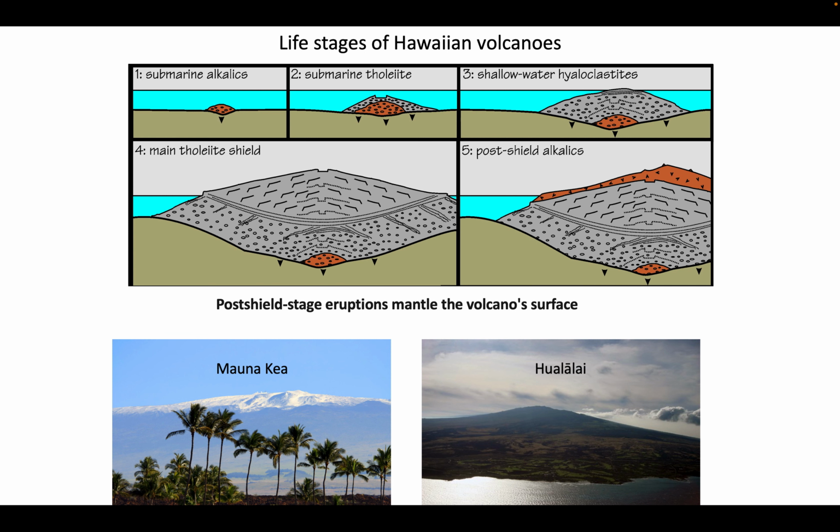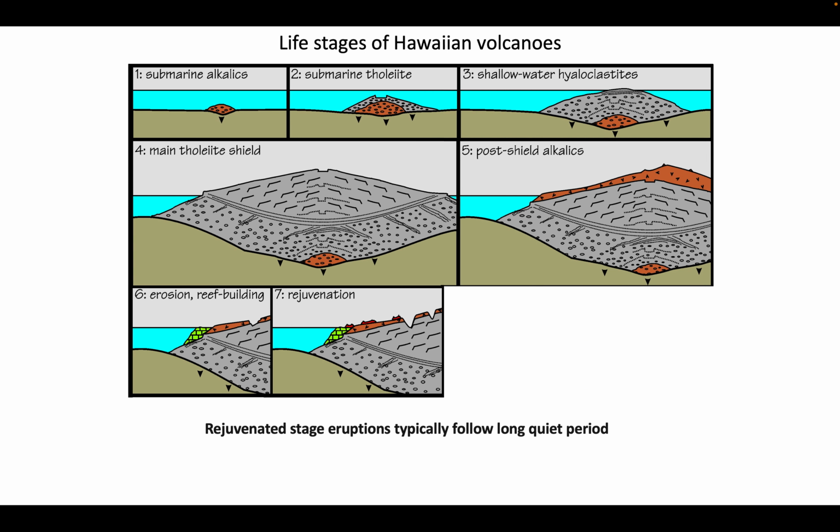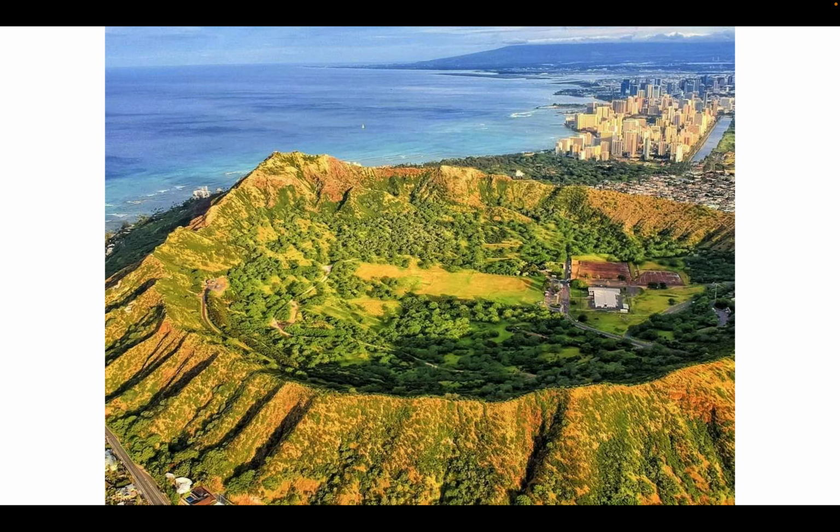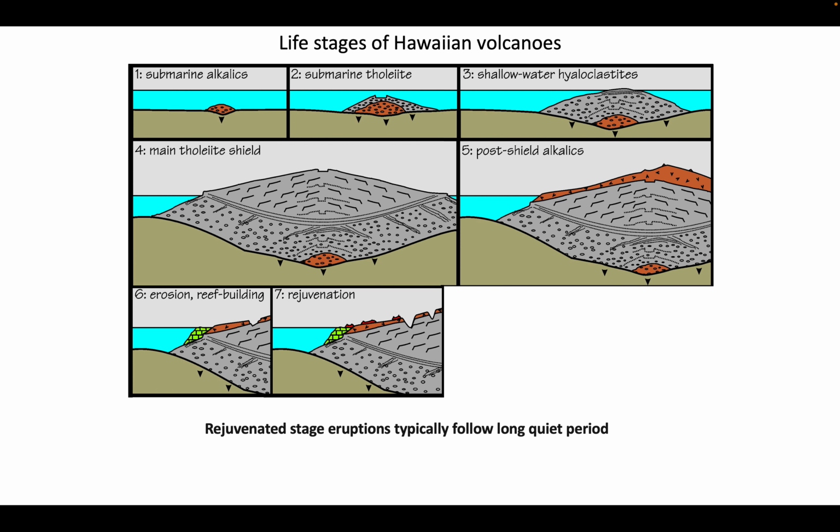Following the post-shield stage is a period of erosion and subsidence, during which deep canyons may form along the flanks of the volcano as the volcanic islands erode and subside. Next, we'll move on to stage 7, rejuvenation. In this stage, eruptions typically follow a long, quiet period. So this is the final stage of active volcanism, stage 7, rejuvenation. Periods of erosion may precede or be interspersed with the rejuvenated stage.